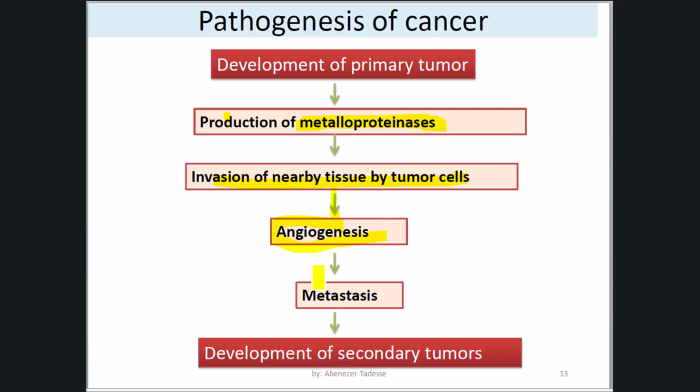The other one is metastasis. Metastasis is normally invasion of the nearby tissue as well as entering into the systemic circulation, and this can result in development of a secondary tumor. The secondary tumor formation is mostly achieved by entering into the systemic circulation. This can be very fatal for the host.